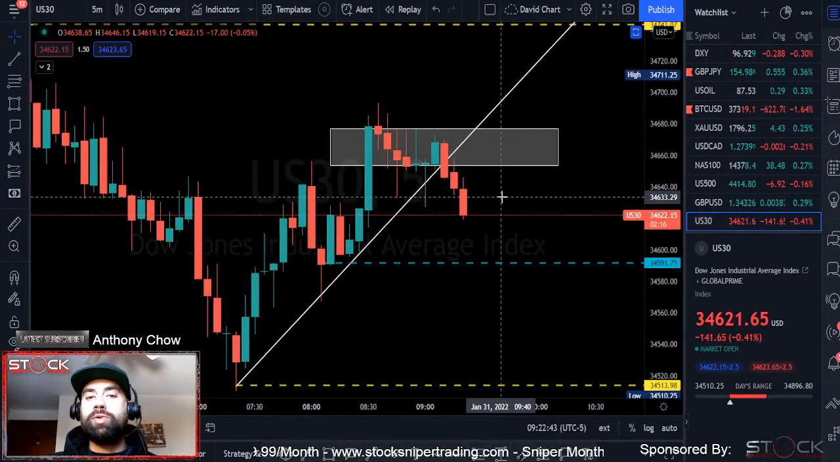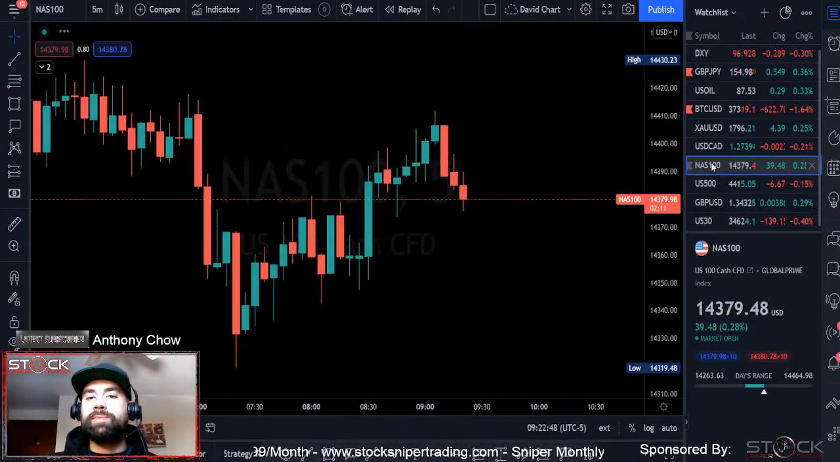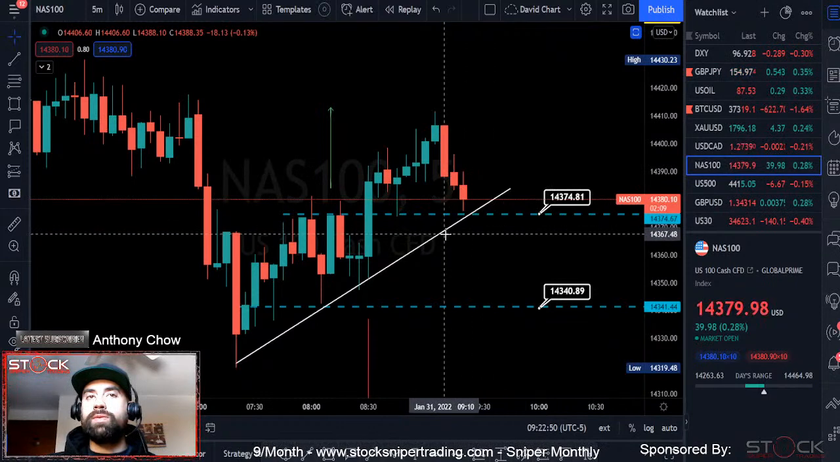Okay, US 30 still broke out. You can see the uptrend starting to break. I bet you Nasdaq is going to break that uptrend too. Slowly trying to. Slowly.